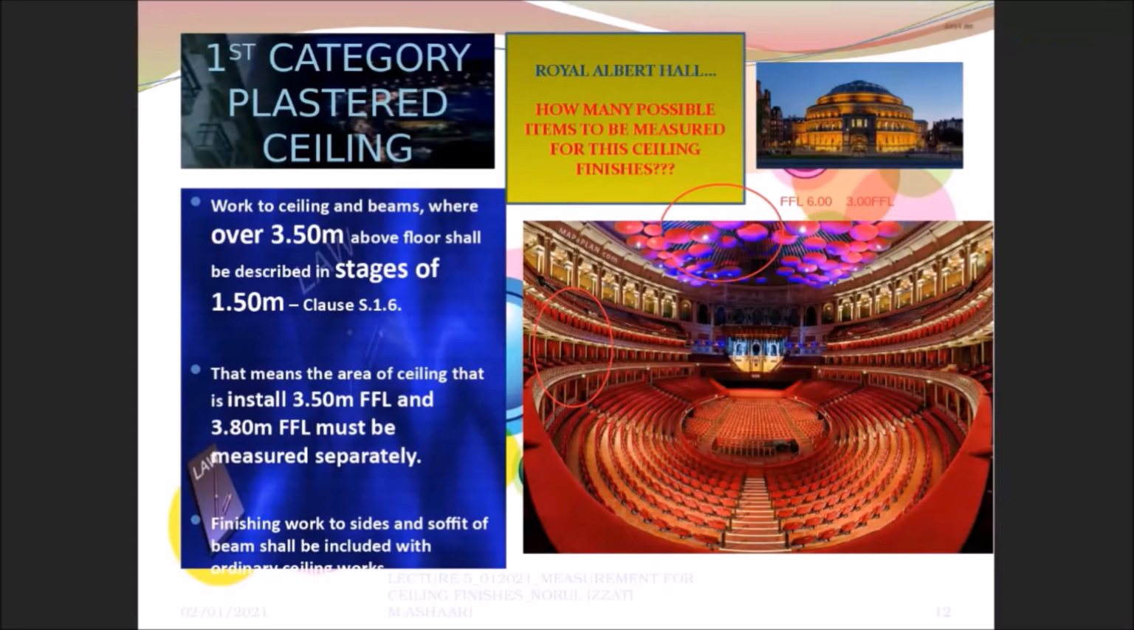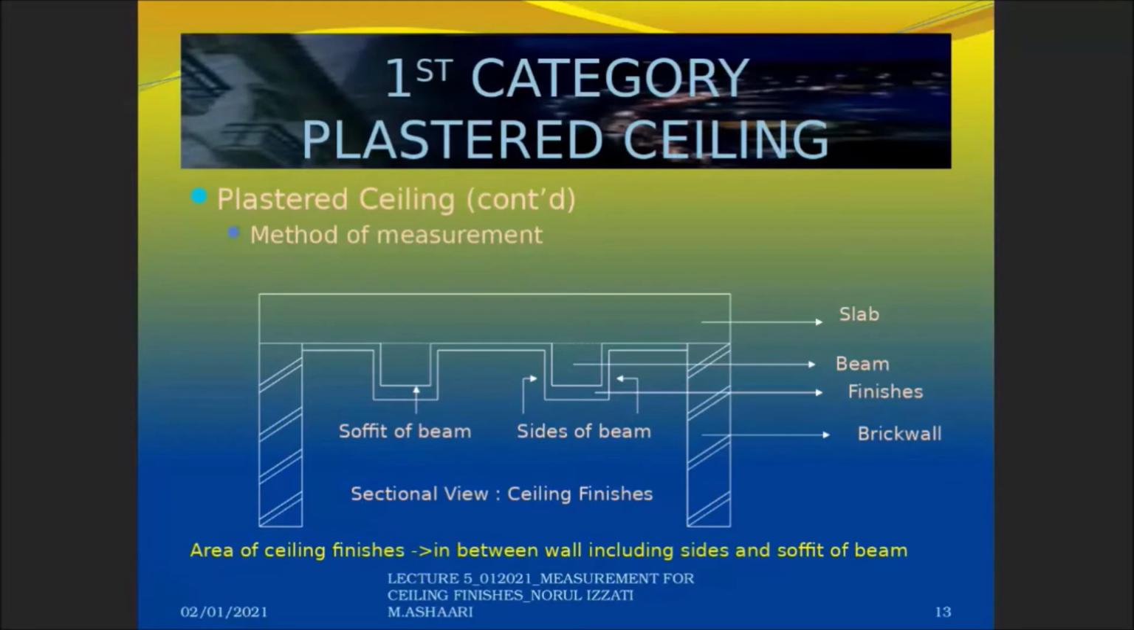You have to write down exceeding 3.5, and then after that not exceeding 3.5. After that not exceeding 5 meter. After that exceeding 5 meter, not exceeding 6.5 meter. So that is the meaning of exceeding or in stages of 1.5 meter. Okay, this one must be measured separately. So this is the explanation on the category of the clauses according to the stage or according to the height.